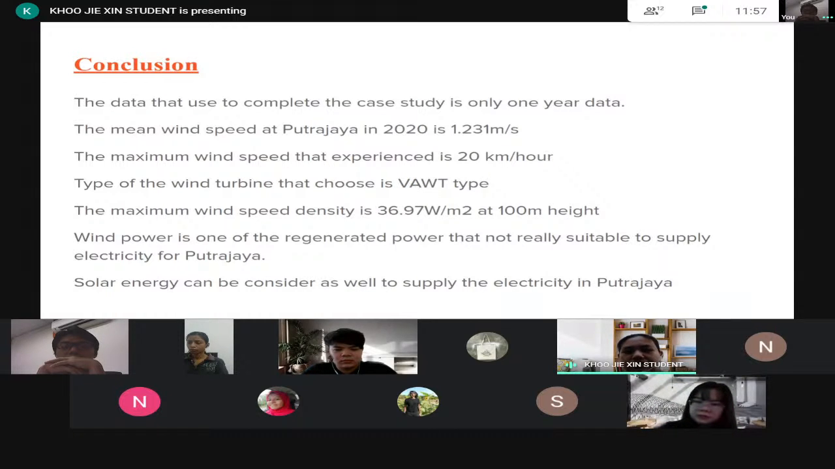And if you really want to choose another renewable energy source for Putrajaya, maybe solar energy can be considered compared to the wind turbine. That's all from me. Thank you.